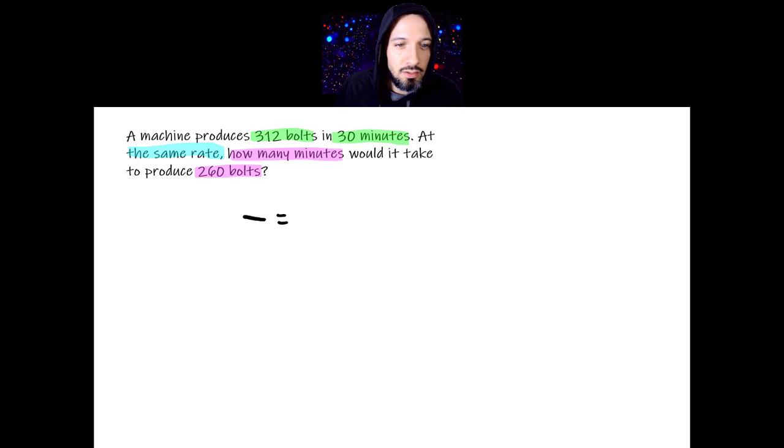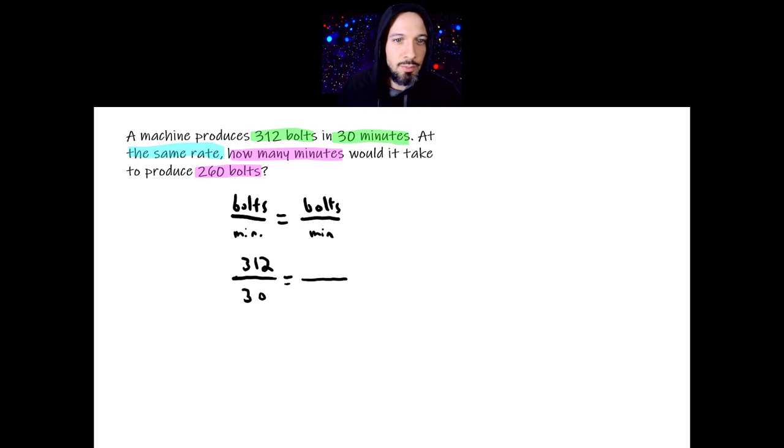So I'm going to make 2 equal fractions, and we're talking about bolts. So I'll put bolts and minutes for my setup here. And next step, I'm just going to substitute the given information. So 312 bolts in 30 minutes. And it says here at the same rate, how many minutes? So the minutes is the unknown, so I'll call that one x. Minutes are on the bottom. What would it take to produce 260 bolts? So that's the setup for this one here.